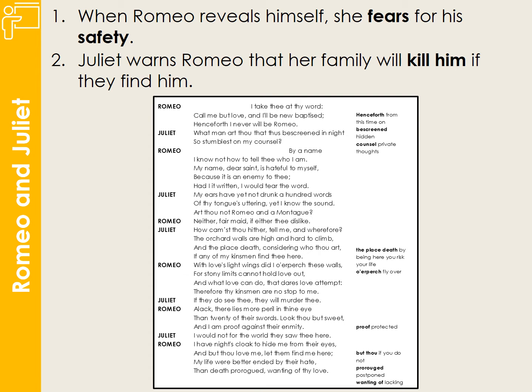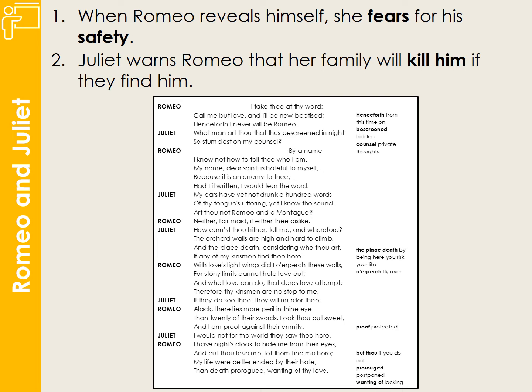Juliet, I would not for the world they saw thee here. Romeo, I have night's cloak to hide me from their eyes, but thou love me, let them find me here. My life were better ended by their hate than death prolonged, wanting of thy love.